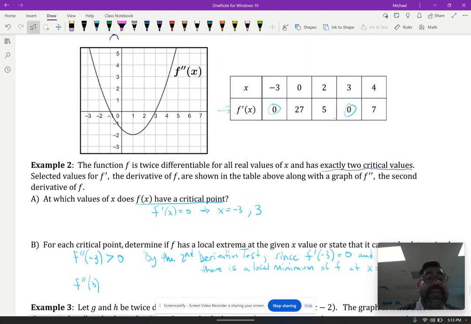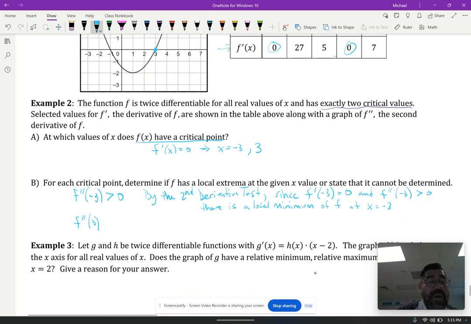Okay, so let's look at the second derivative at +3. The second derivative at +3 is where the graph, where is the graph at +3? Well, the graph at +3 is at 0. Uh-oh.